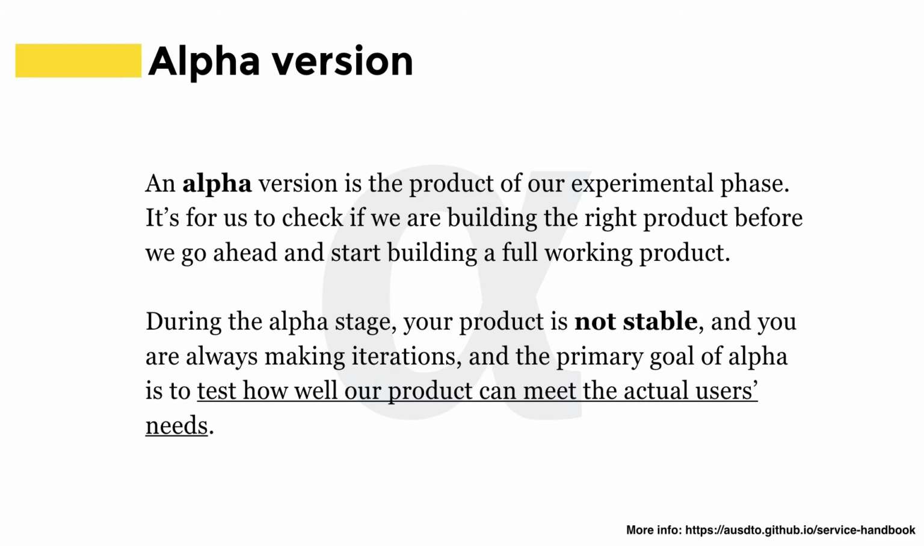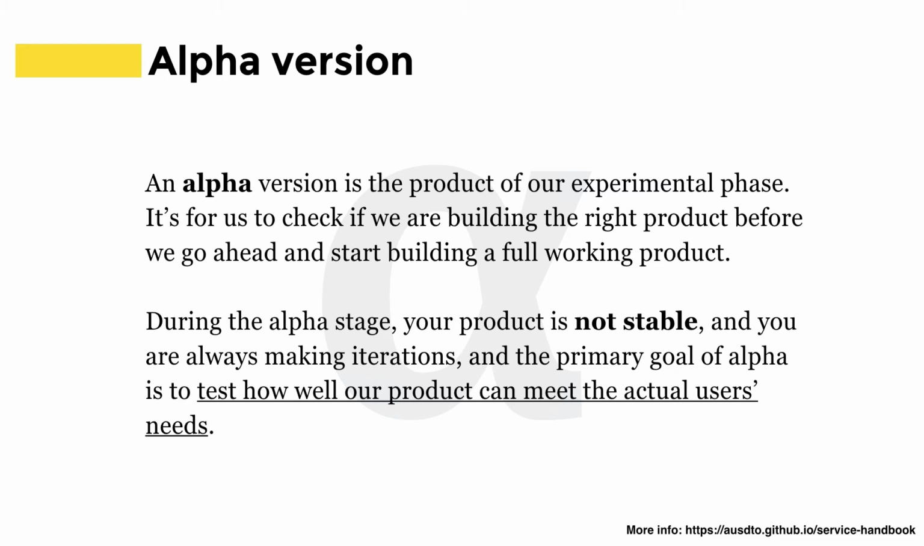So alpha version is actually the product of your experimental phase. So it's for us to check whether you are building the right product before you go ahead and start building a full working product. So this is a case where you want to save your resources. You don't want to simply jump into coding, hire designers and hire programmers to build the whole thing, but you want to actually make sure that you are building the right product.